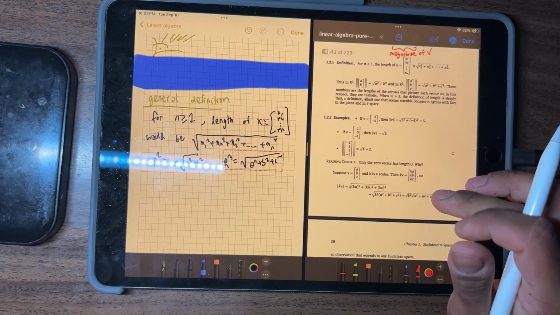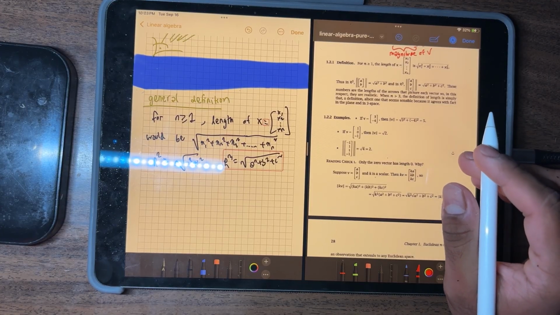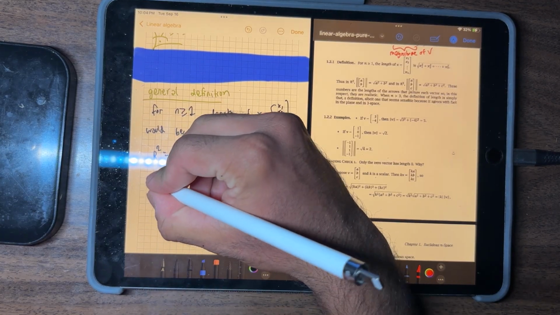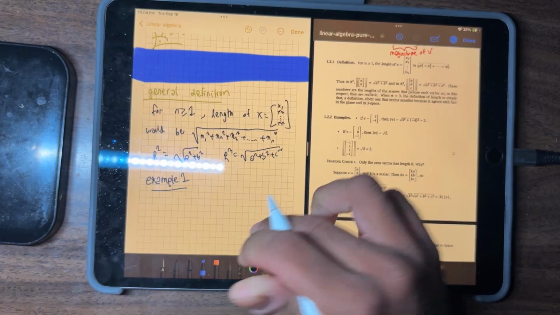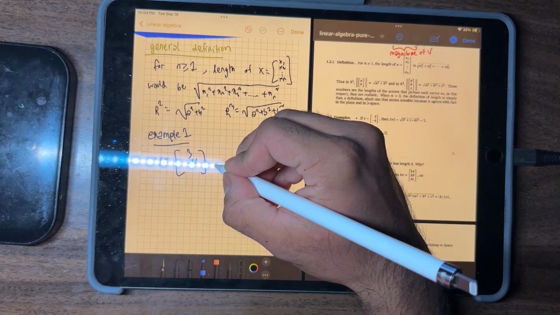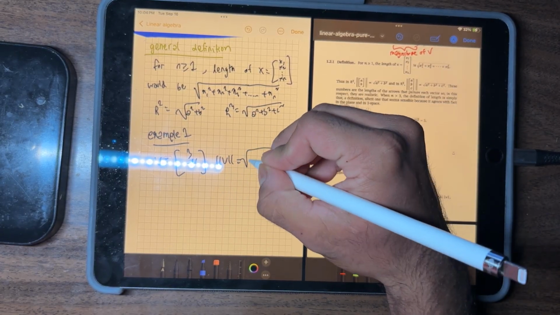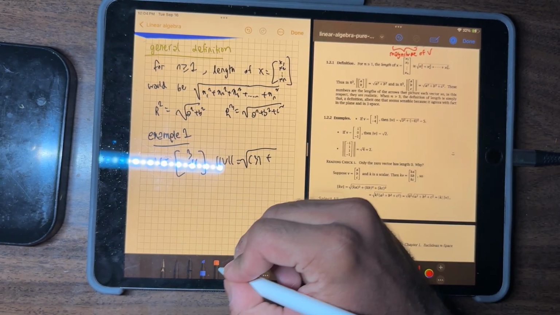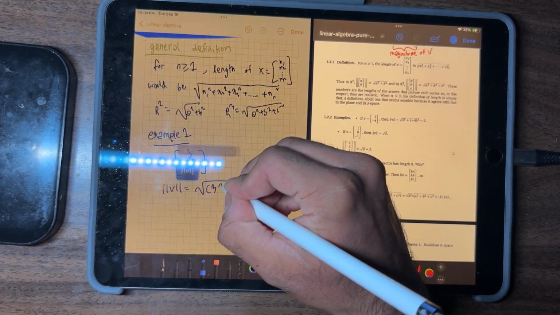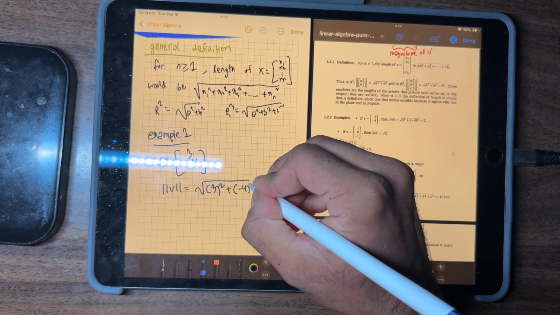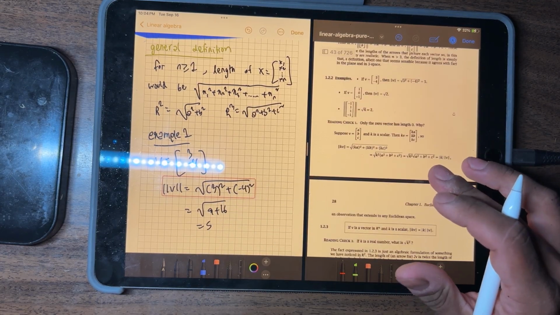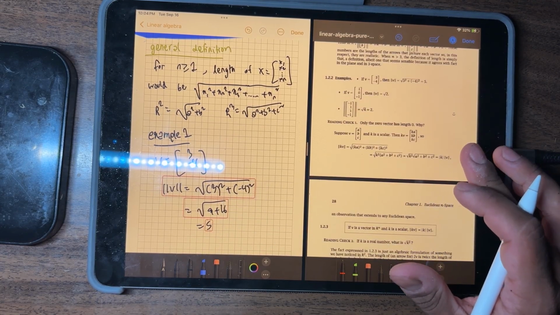Alright, so if I have v equal to minus 3 and 4, and the absolute value, we know that obviously. So example 1. If I have v equal to 3 and minus 4, then the magnitude of v would be the root of 3 squared plus minus 4 squared, which is 9 plus 16, which is 5.